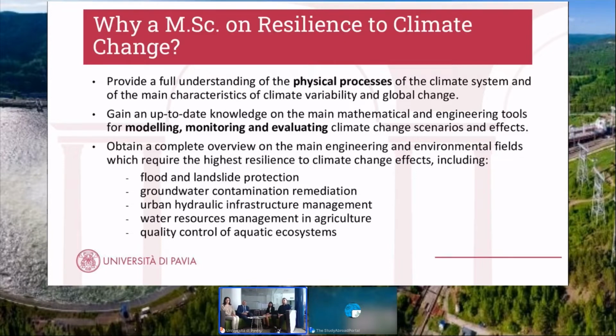Then, of course, being engineers, we will need to gain knowledge of all the important mathematical and engineering tools which we need to model these problems, to monitor the climate changes, and to evaluate the scenarios and the effects. And of course, we can use all these tools at the end to obtain a complete overview to deal with a number of problems which actually require the highest resilience to climate change.